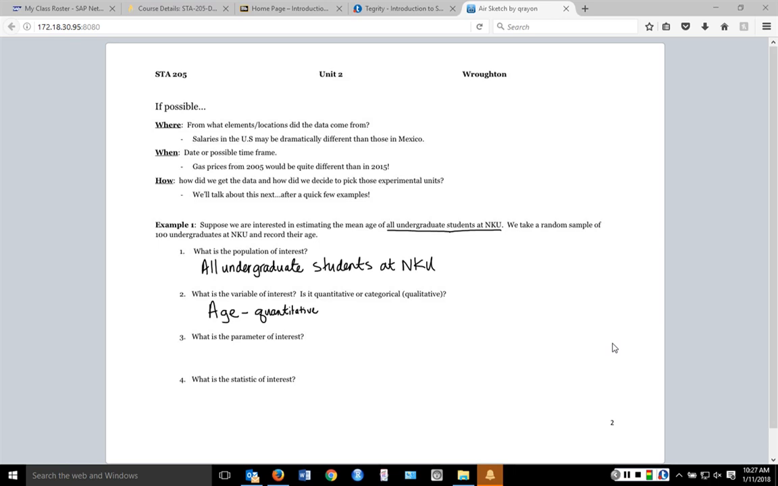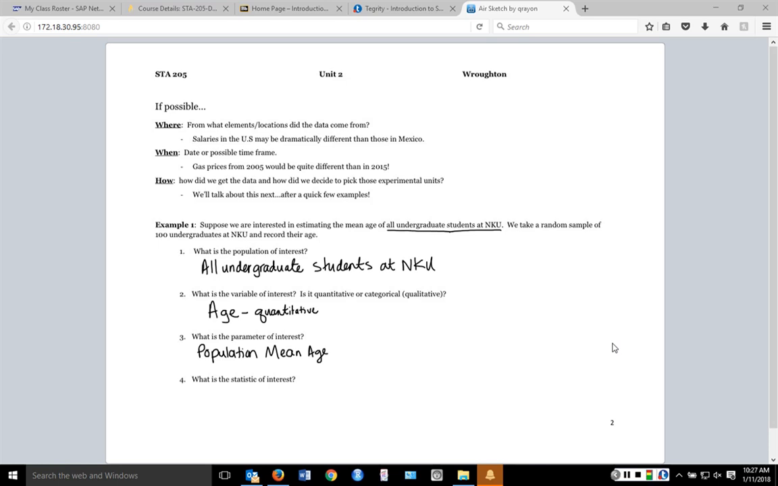What is our parameter? Our parameter, remember, is a numerical summary. So it's a number that summarizes from my entire population. So one number to summarize the entire population. So the first word I'm going to put here to help distinguish it from the statistic, which is number 4, is that we're getting something from the population. What number are we going to get from the entire population? Well, we want to know the population mean age.